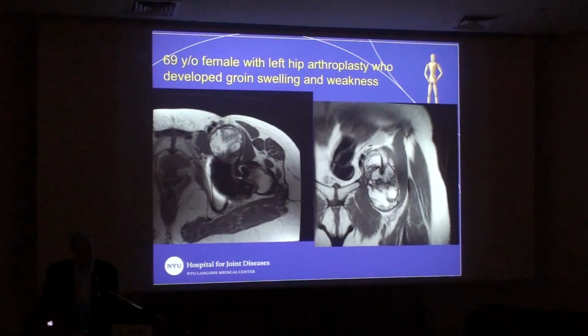This is the kind of scenario that we might be asked to do on occasion, which is actually not that often. This patient is a 69-year-old female with left hip pain. She has an indwelling arthroplasty. She developed groin swelling and weakness. If you look carefully in this MR, here are her femoral vessels over here, but this structure over here, which looks flattened like a grape, is in fact her femoral nerve, because it was displaced.